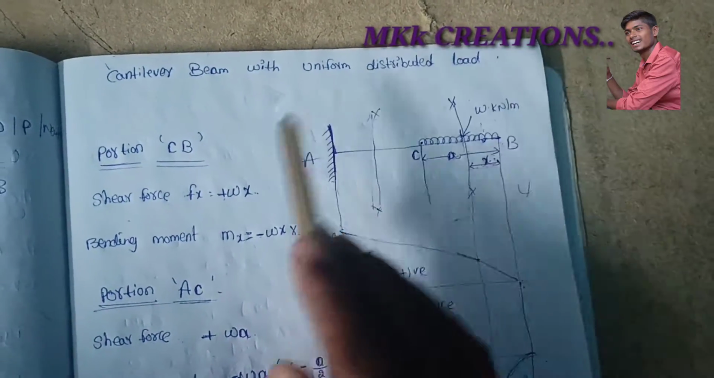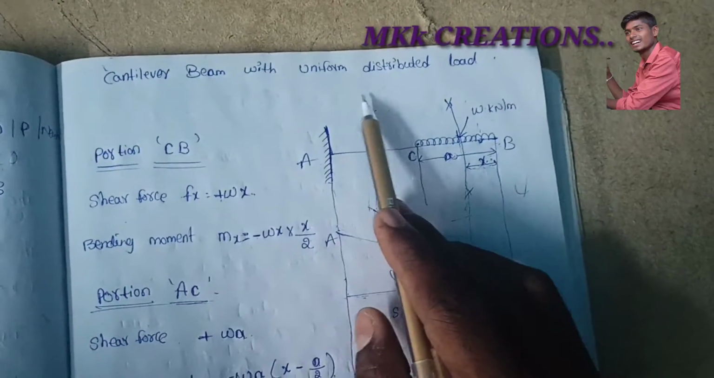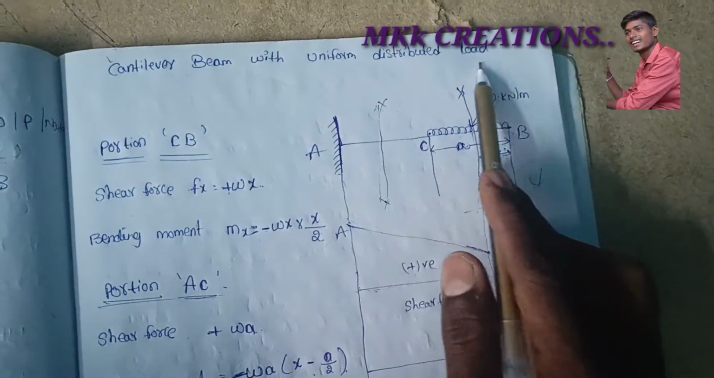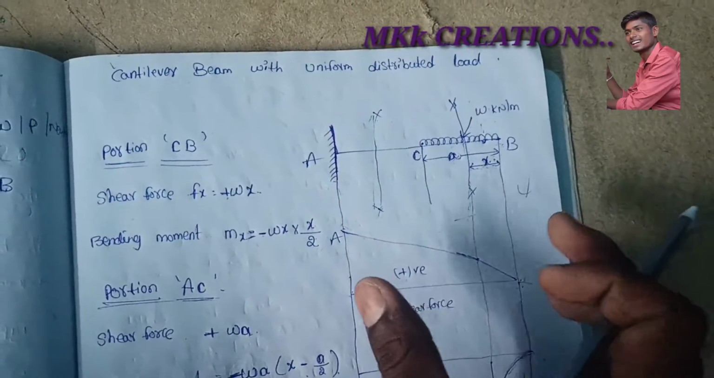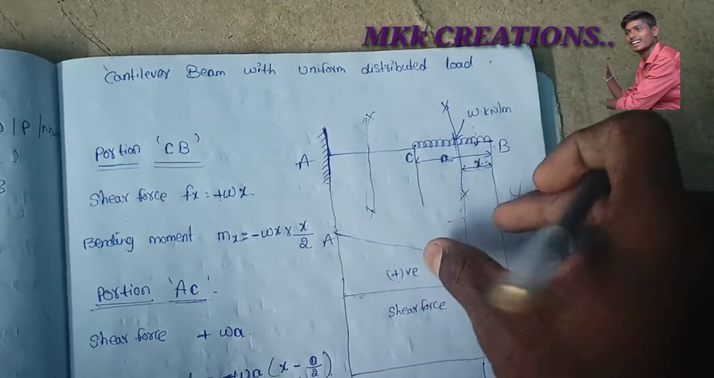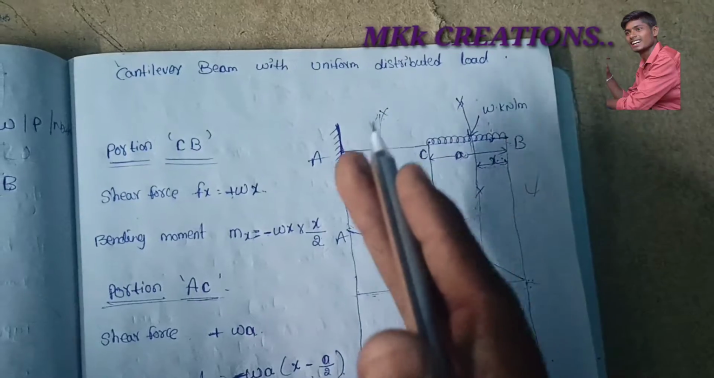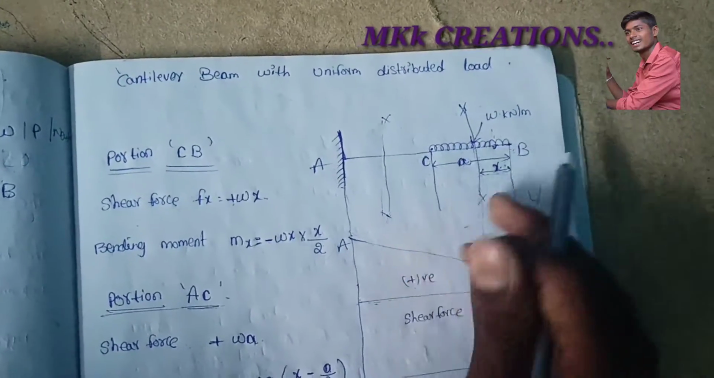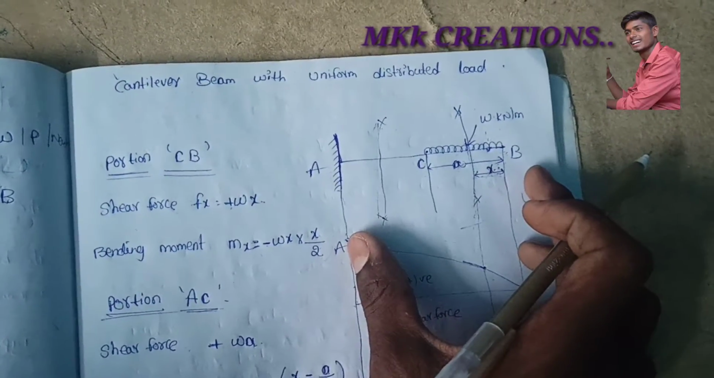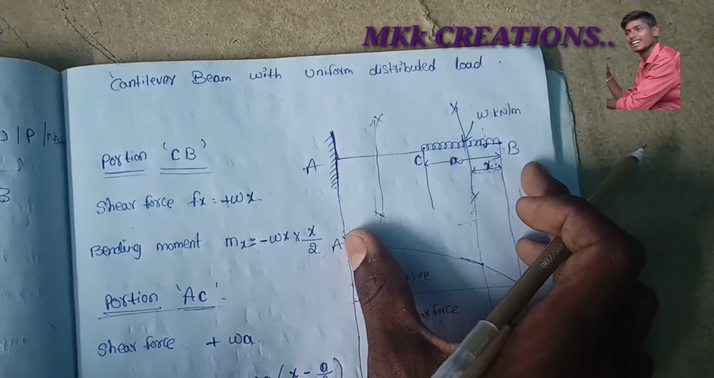In the last class we discussed the point load first. Now here it is a uniformly distributed load. That means consider one element in which the load is acting as a uniformly distributed load, not a point load. Previously we studied the point load. So this is our diagram for the cantilever beam with a uniformly distributed load.